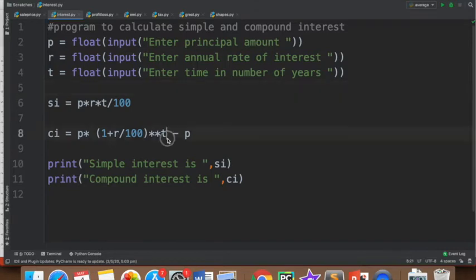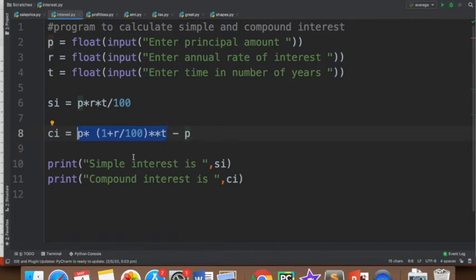Because this formula till here gives me not only the compound interest, but it gives me the complete amount after the compound interest is applied. So I just want to know the interest part. So that's why from the whole amount, I subtract the actual principal amount. So the extra amount is the interest given on the principal. So that's why I'm subtracting it.